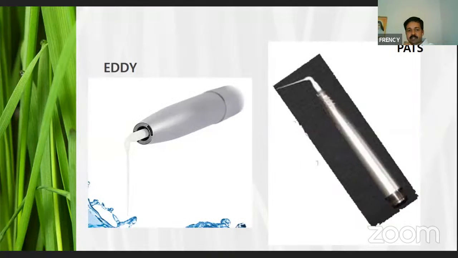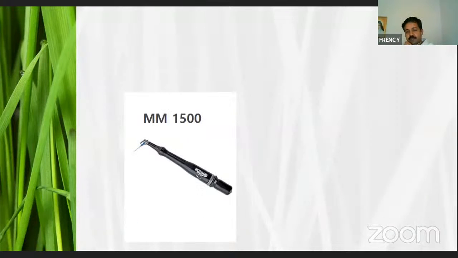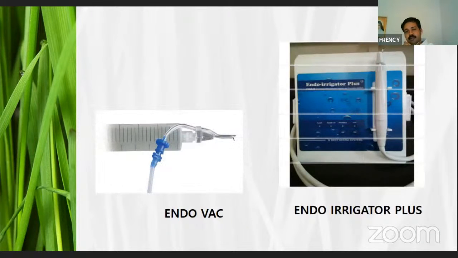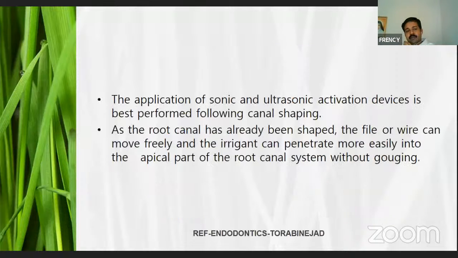Then another economical alternative also uses metallic tips, which you can use safely in curved canals. Then negative pressure irrigation devices are available, much more expensive. Either the sonic or ultrasonic activation should be tried only after final shaping, because the canal should have adequate size in order to insert this file to get these movements.